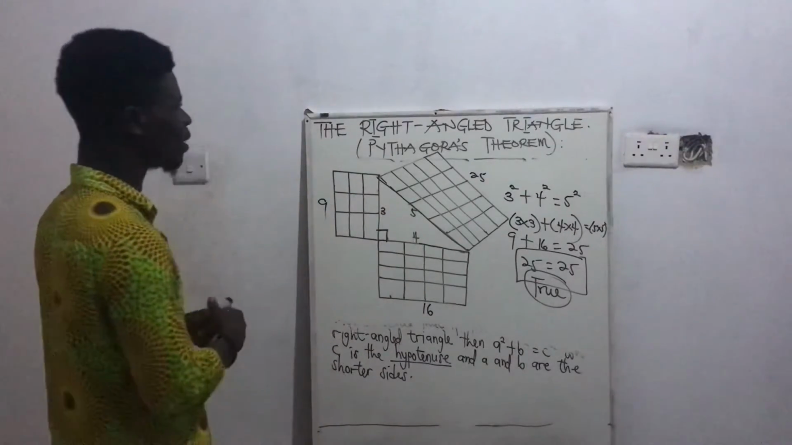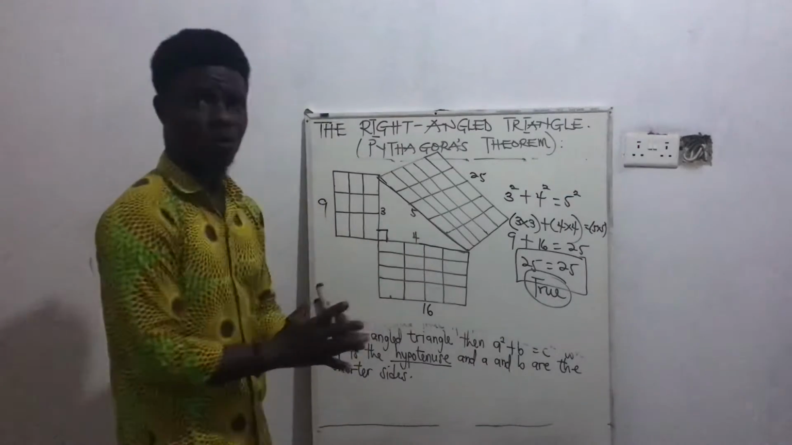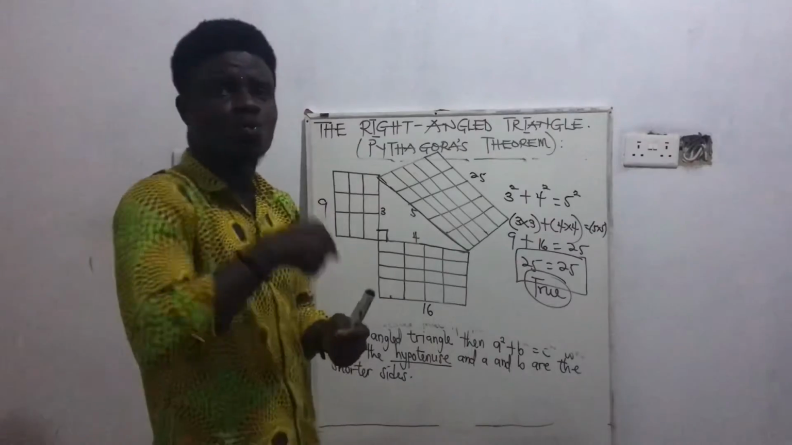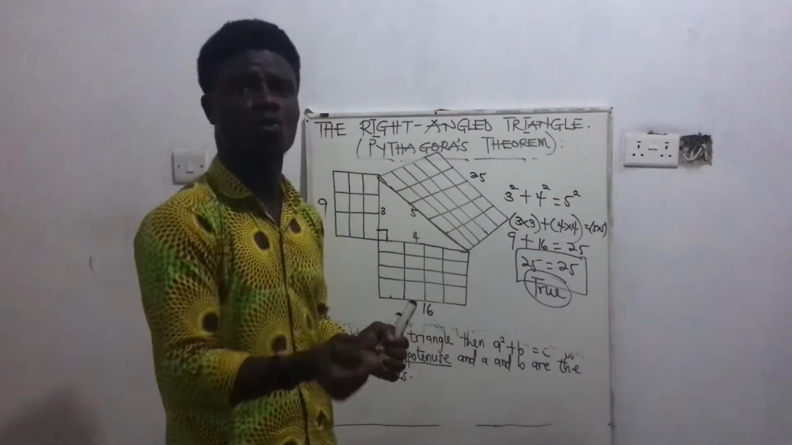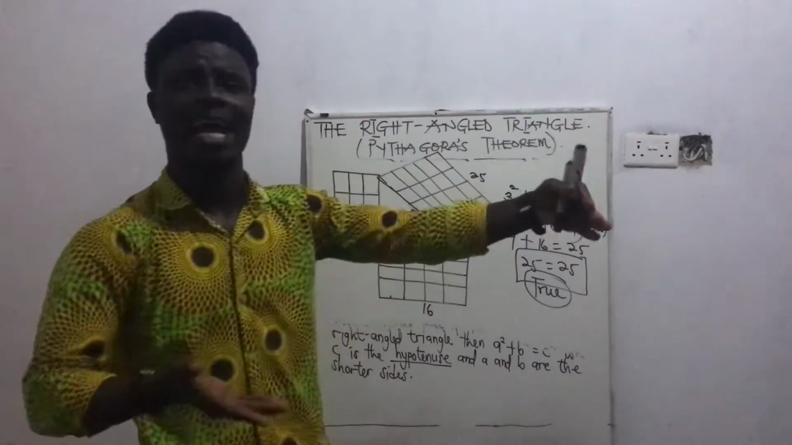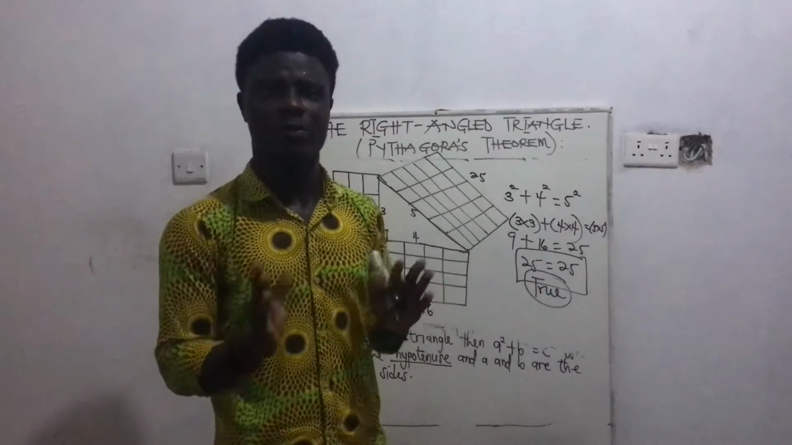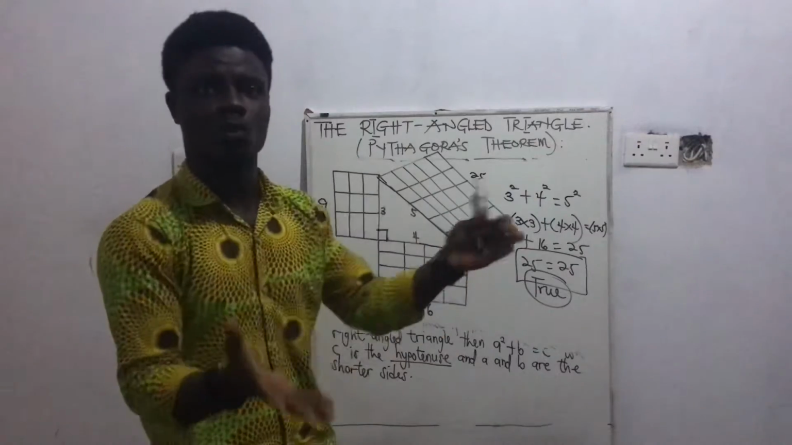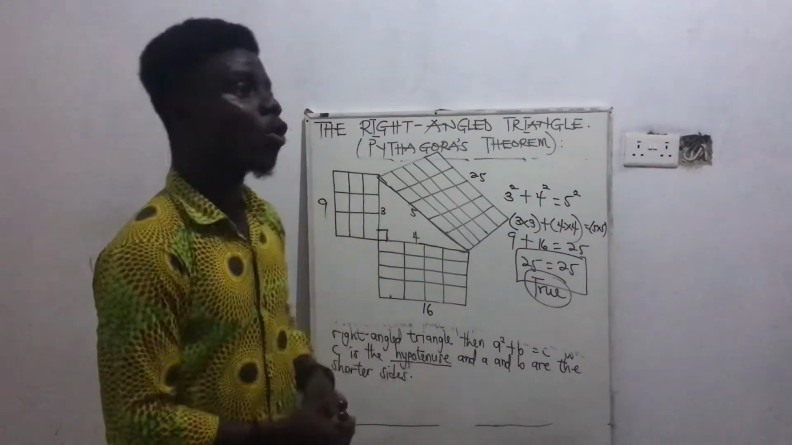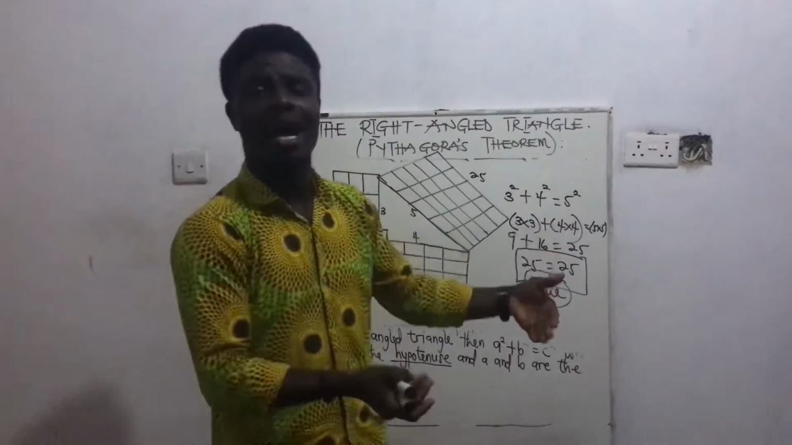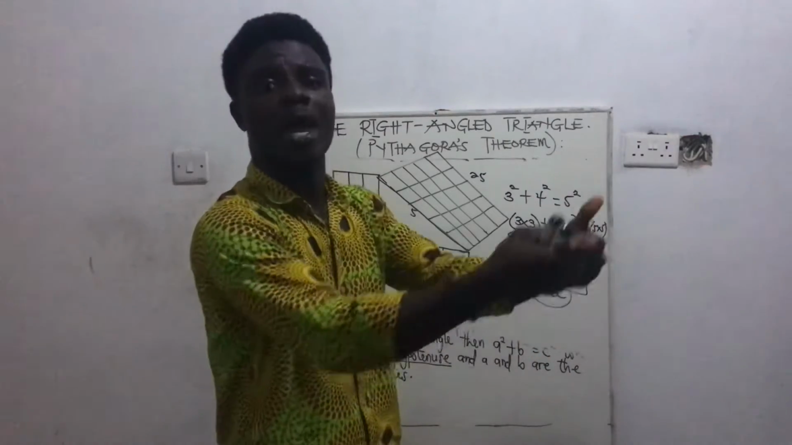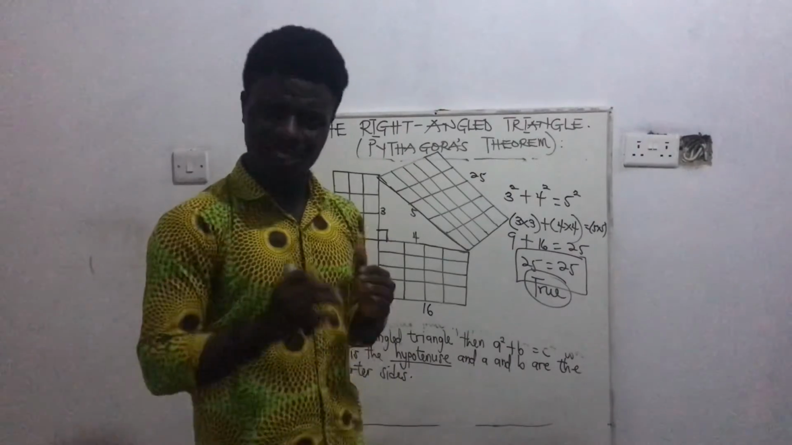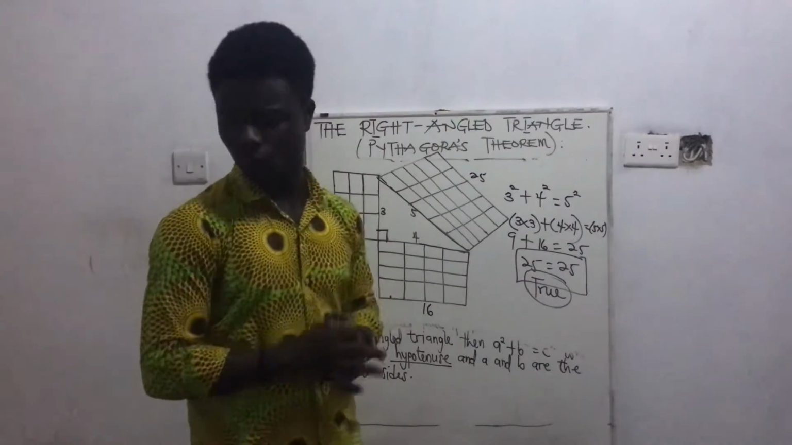All right, so this is a clear understanding of the Pythagoras theorem. So always know that the square on the hypotenuse is equal to the sum of the squares on the other two sides. Very, very simple. Or the sum of the squares on the other two sides equals the square on the hypotenuse, that's the longest side. Please, are you getting it? It's very, very simple. All right.